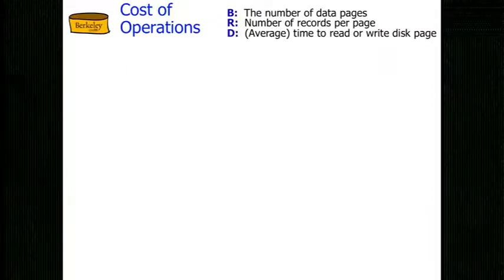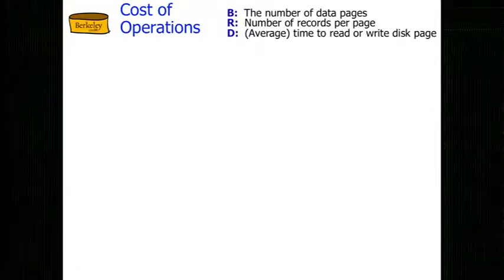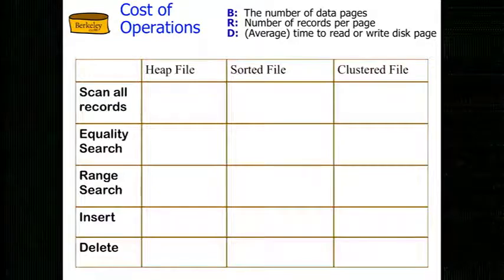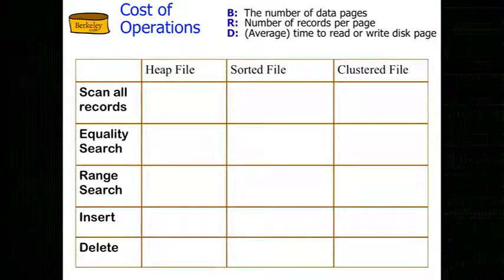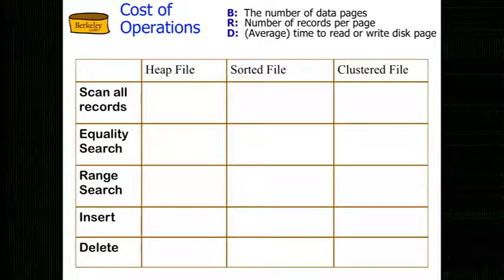Okay, so I wrote the cost of operations, redefining the variables at the top so you don't have to keep them in your head. And we're going to have this grid that we're going to fill in for the next little while. What are the costs of the actions on the y-axis against these different file organizations on the x-axis? Why don't we start pretty simply with the heap file.